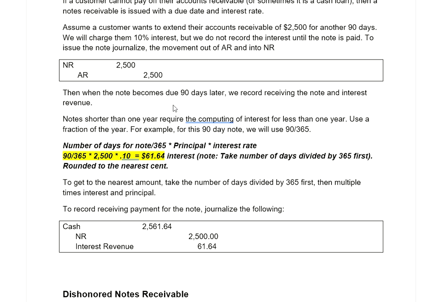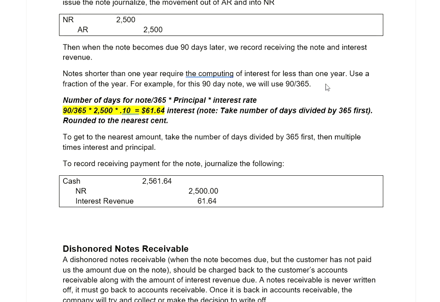Now, when the note becomes due 90 days later, we will record receiving the payment for the note plus the interest revenue. Since this is shorter than 1 year, it's just 90 days, and the interest rate of 10% is quoted for a year, we will have to take 90 divided by 365 first, since there are 365 days in a year. We will then take it times the principal of $2,500, and then times the interest rate of 10%. I'm rounding it to the nearest penny here. That means $61.64 is owed to us in interest.